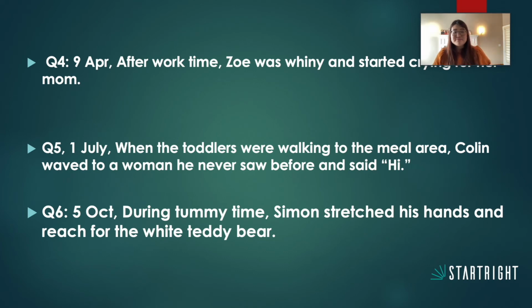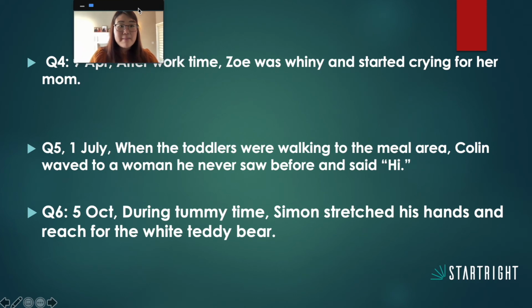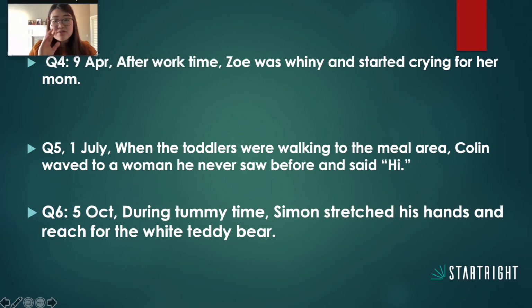Alright, question 4. After work time, Zoe was whiny and started crying for her mom. Alright, so I would remove the word whiny because what does it mean? What does whiny mean? Alright, so I would just say Zoe started crying for her mom. That's all. Don't need to mention the whiny bit. Okay, because this is your opinion that she's whiny. Maybe she was singing, you know. So it's opinion. Okay.